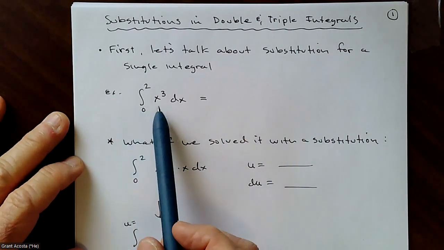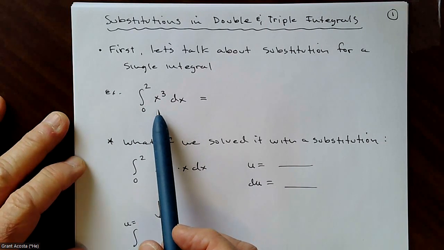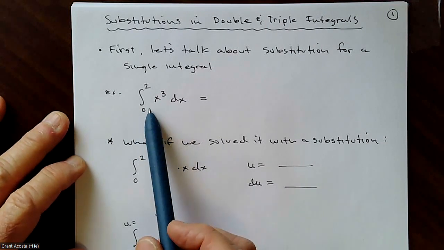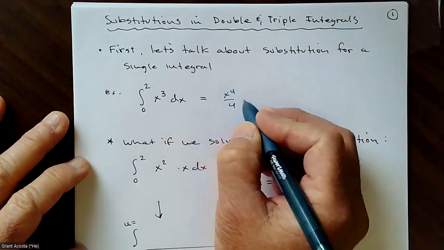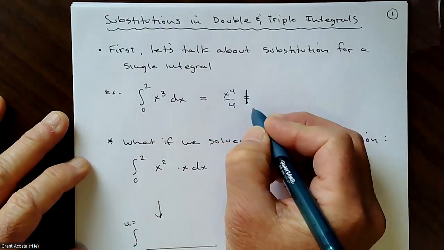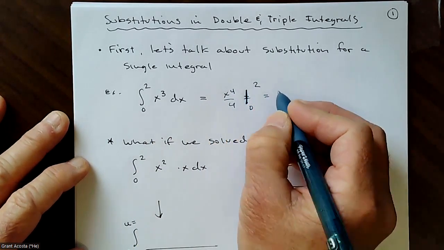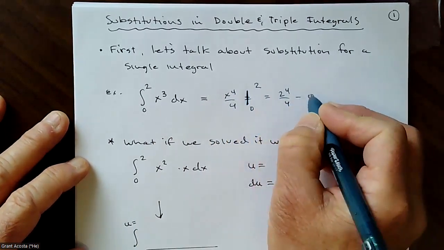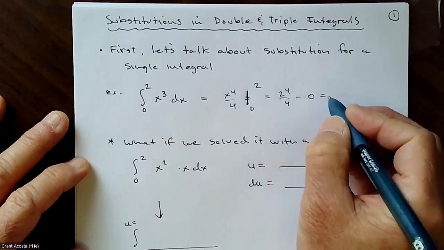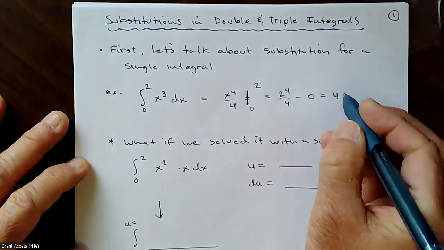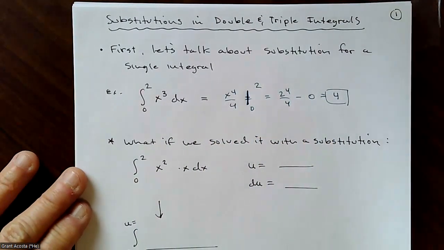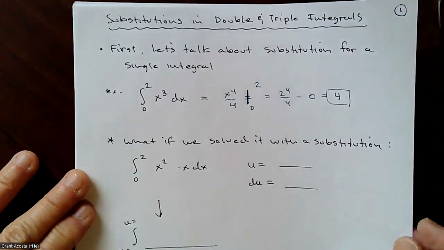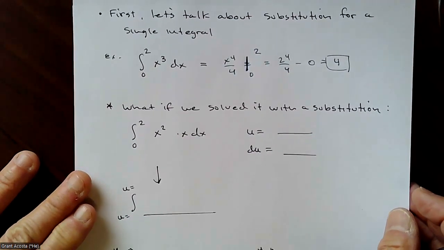And my first example, you wouldn't normally think of as using a substitution, but let's just work this out. The antiderivative here is just x to the fourth over 4, evaluated from 0 to 2, gives me 16 over 4, gives me an answer of 4. But I'm just trying to make a point here. I'm not suggesting that you would do this one with u substitution.